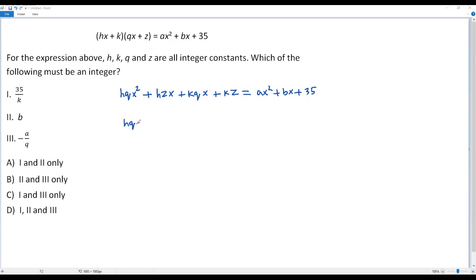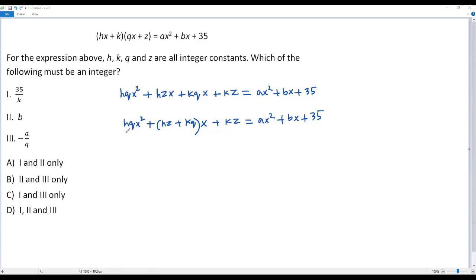Okay, consider the two terms hzx and kqx. We have x as the greatest common divisor, so we can factor x out from these two terms. Then we have hq(x²) + (hz + kq)x + kz = ax² + bx + 35. Here two expressions are equal. Whenever two expressions are equal, the coefficients of like terms must be equal.